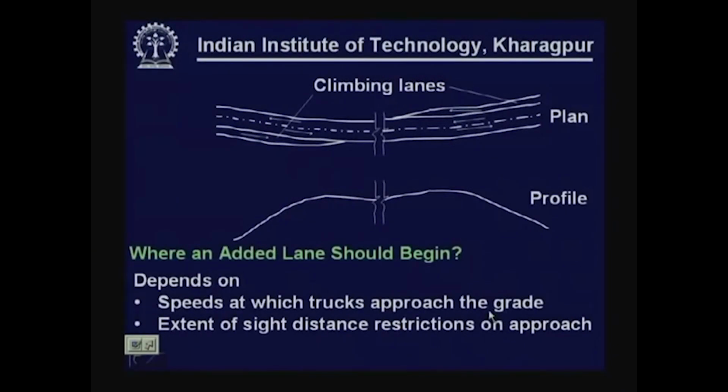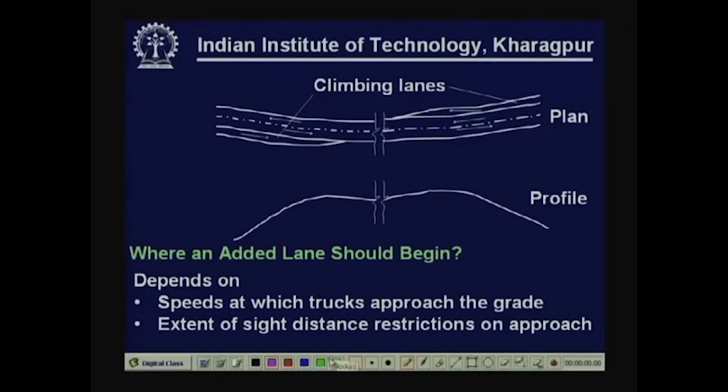Now, here I have shown the climbing lane. You can see that, following the US convention of driving, this is the climbing lane. Traffic is moving in this direction, and here the traffic is moving in this direction. So, we have added one lane extra here, that is what is the climbing lane.